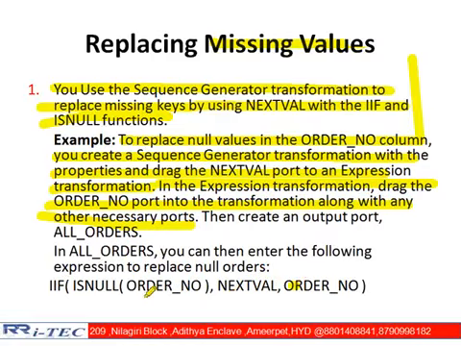Here I first validate whether the order number is null or not. If it is null, then I pass the sequence generator value. If it is not null, then whatever order number is available, go with that. If it is null, we pass NEXTVAL. If it is not null, we pass the same order number.